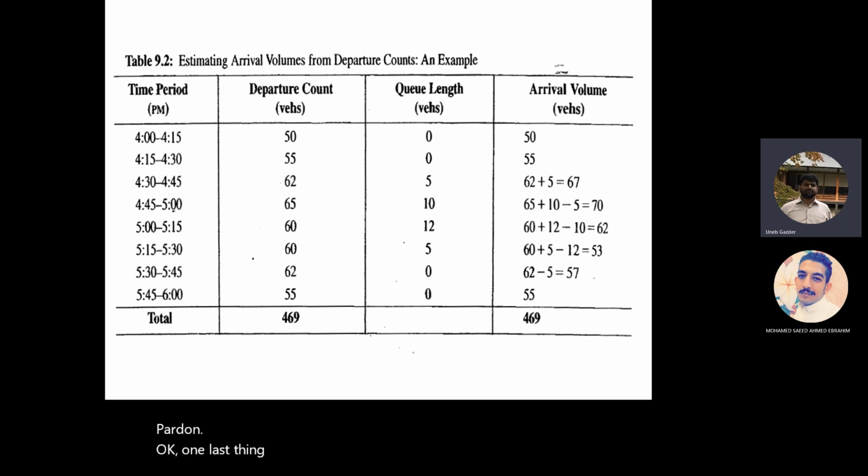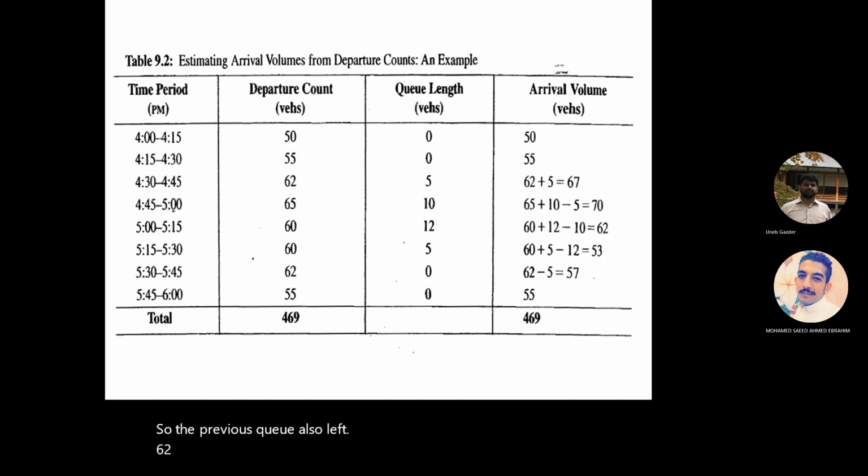Now you come here. 62 left. Nobody in the queue. So does this mean 62 came? 62 arrived? No, because there was already a queue. So maybe in these 62, there's somebody from the previous queue. Okay. So now there is no queue. That means all of them left. So the previous queue also left.